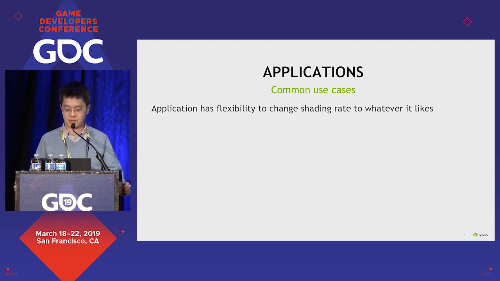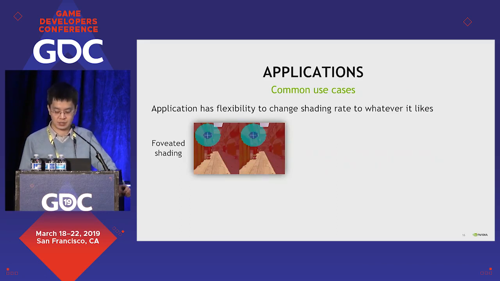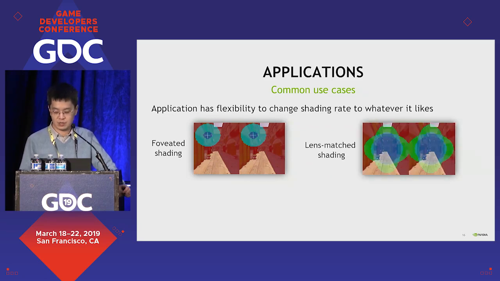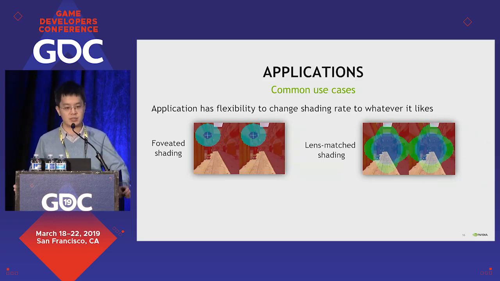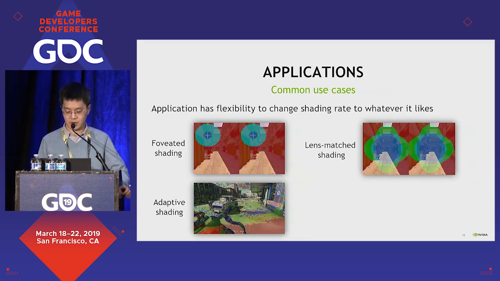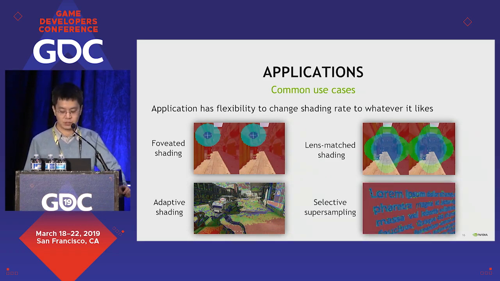Since the app can specify arbitrary shading rate patterns, there are many use cases that can leverage VRS. Here are some examples. You can do foveated shading, where you reduce shading in the periphery of the view based on the gaze point. You can do lens match shading, where shading rate is configured to match the lens profile. You can also do adaptive shading, which is the focus of the later part of this talk. And you can also do selective supersampling, where the supersampling is turned on for places that would have shader aliasing.